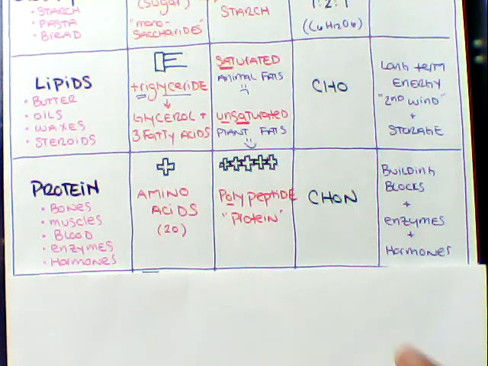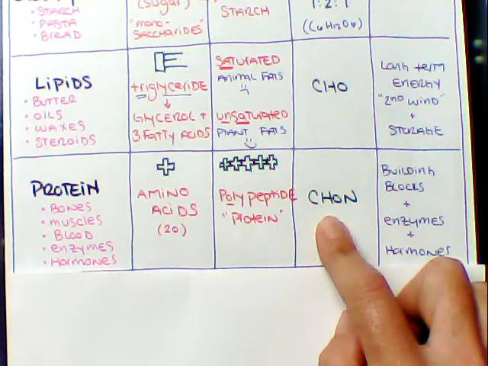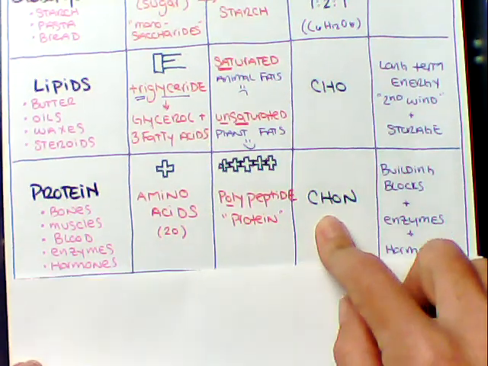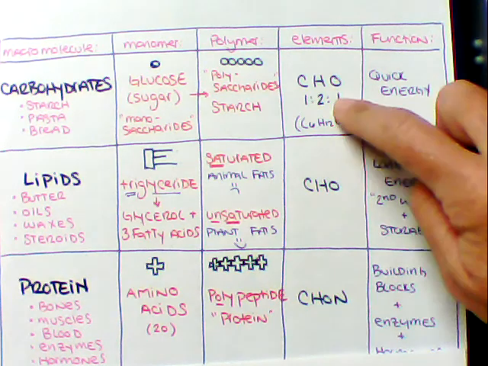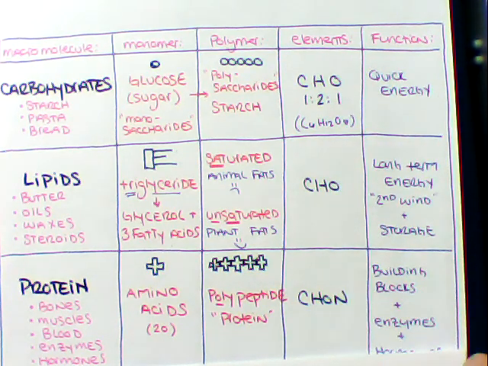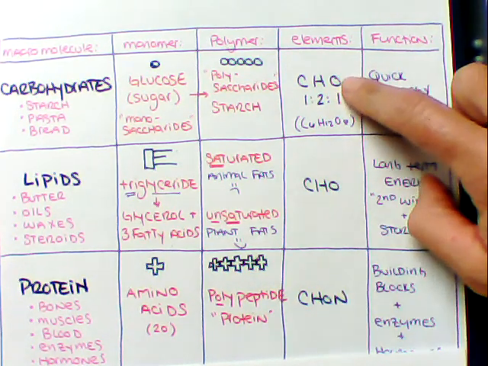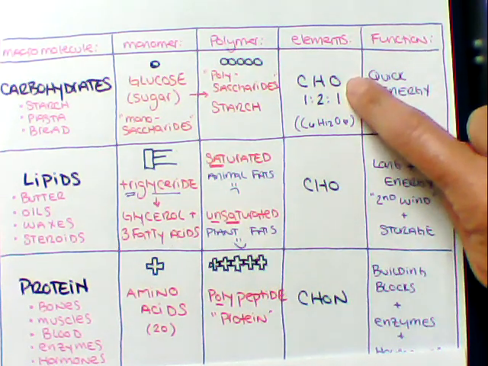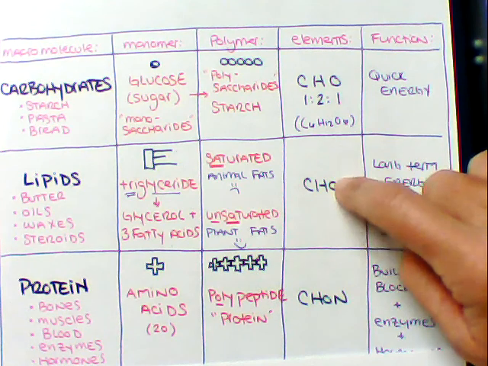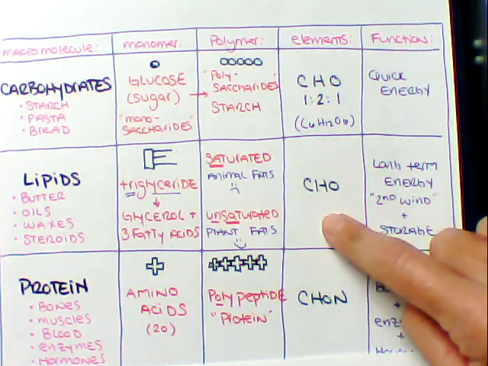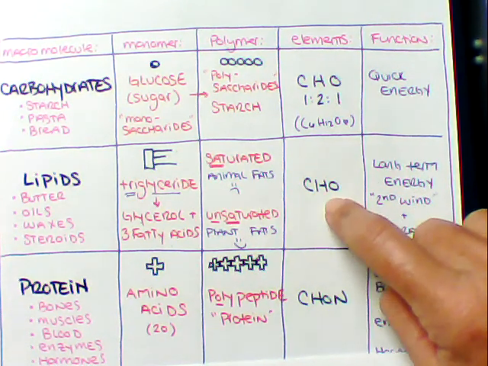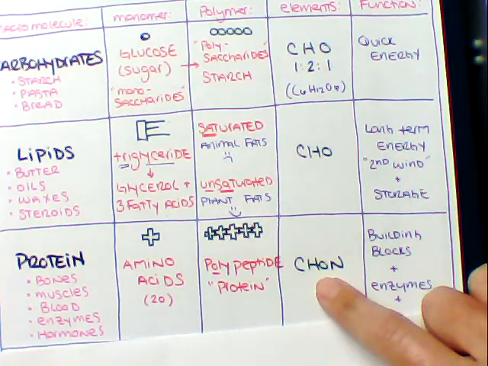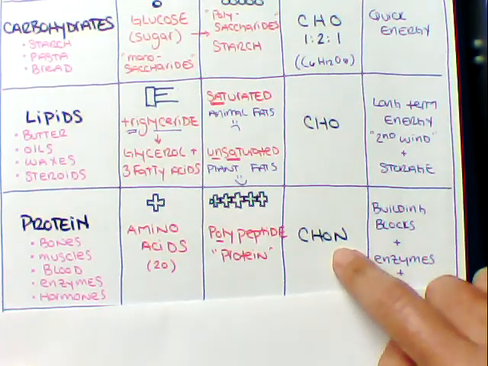The elements are CHON. And so, again, our little saying that we're going to be learning is our CHO-CHO-CHON. And then the next one's going to be CHOPON. So just remember your CHO-CHO. This one needs to be in a 1 to 2 to 1 ratio, which is your carbohydrates. But your lipids can be, as long as they have CHO, any ratio, 1 to 5 to 10, whichever. Proteins also have CHO, but they also have that nitrogen base.